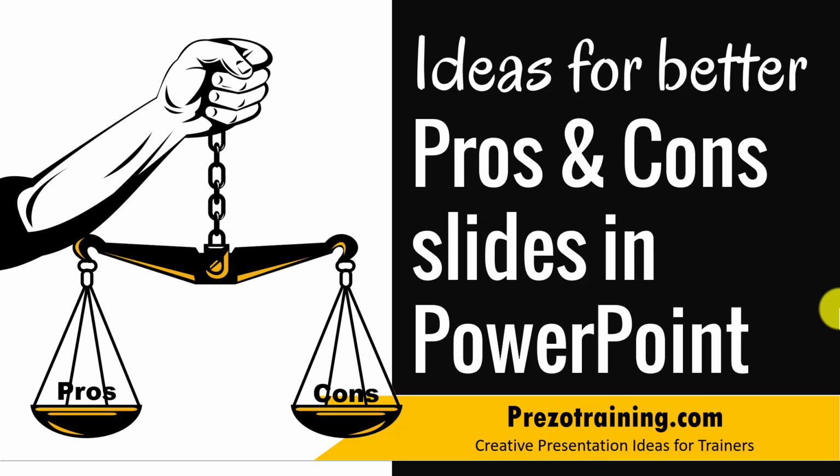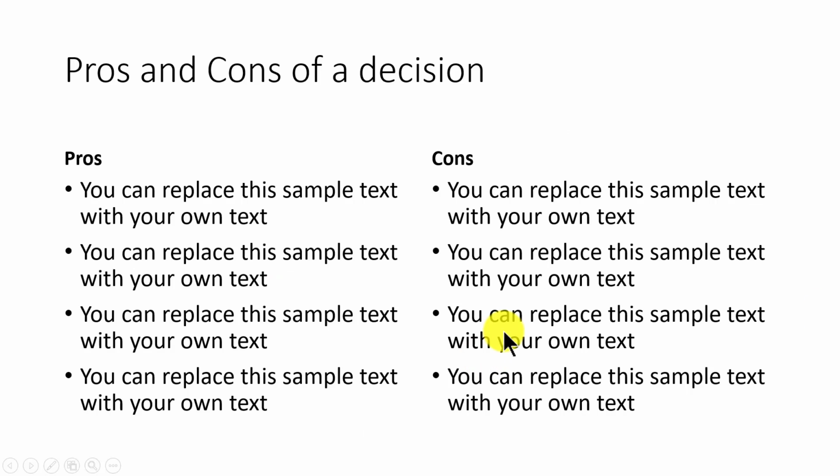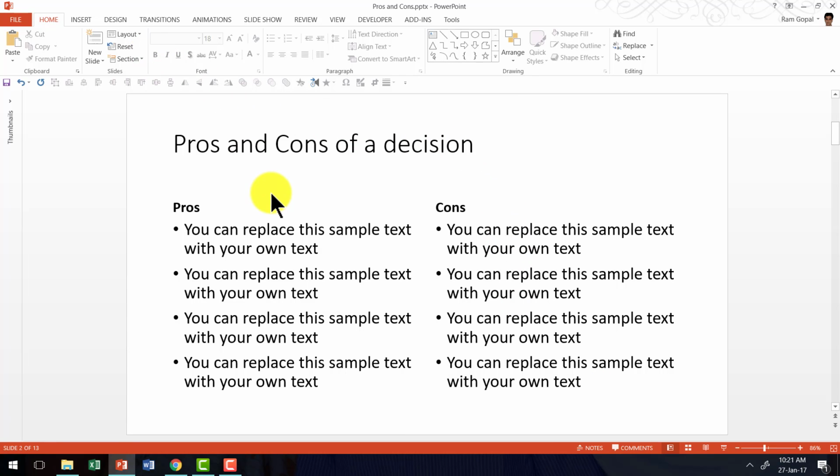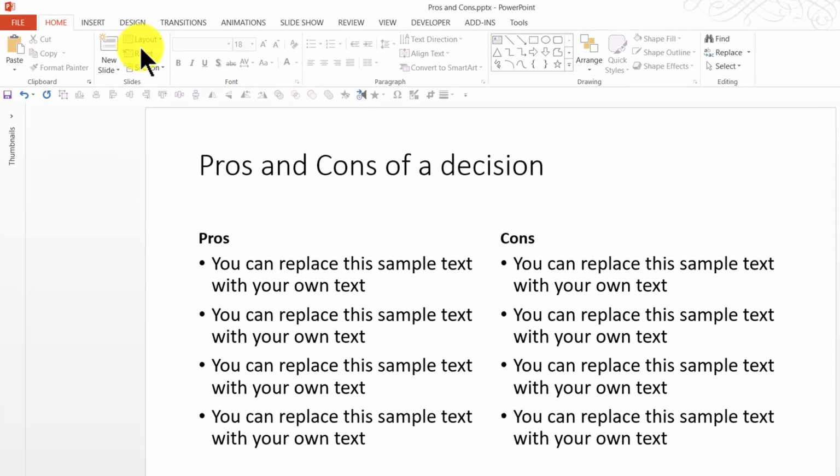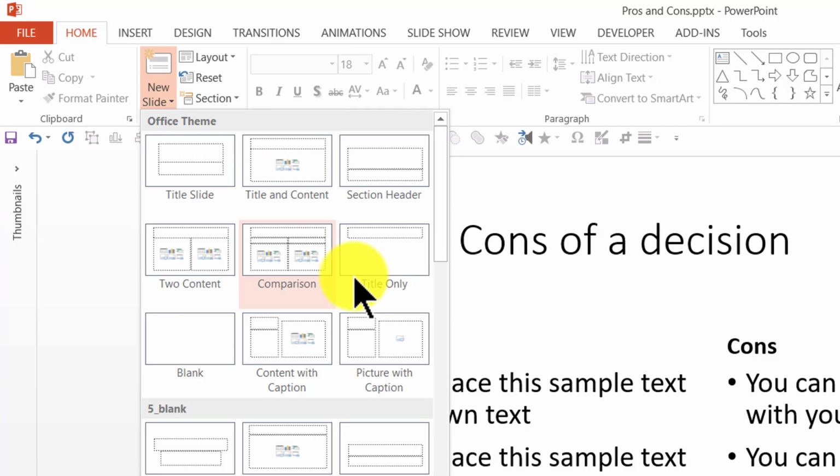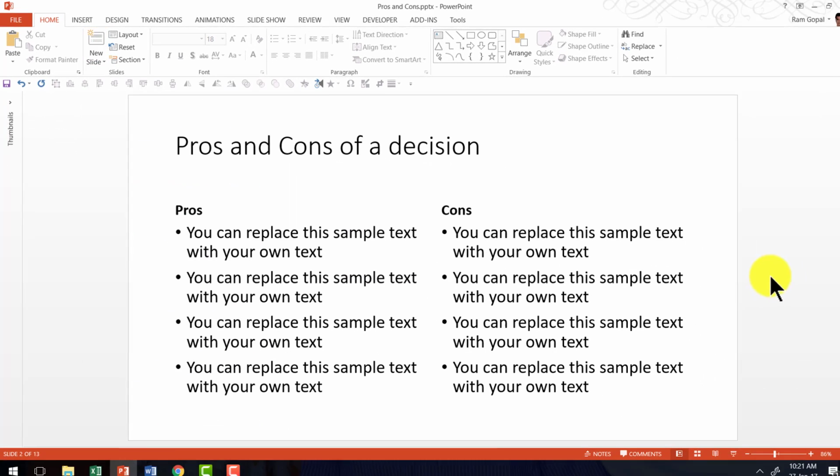When it comes to pros and cons slides in PowerPoint, the default option looks like this. The reason is, the layout that is normally chosen for pros and cons is the one which has two side options like this. It's called comparison, and you can see that we have option for pros, cons, and then you have the list laid down here.